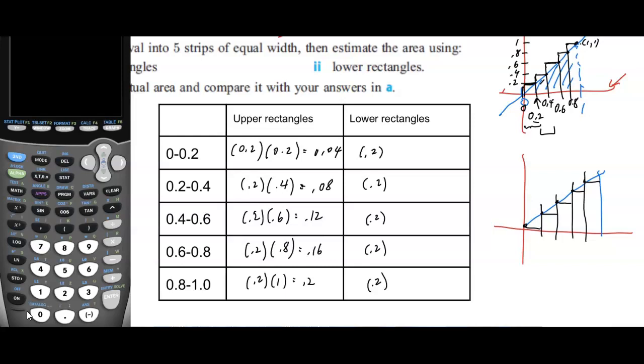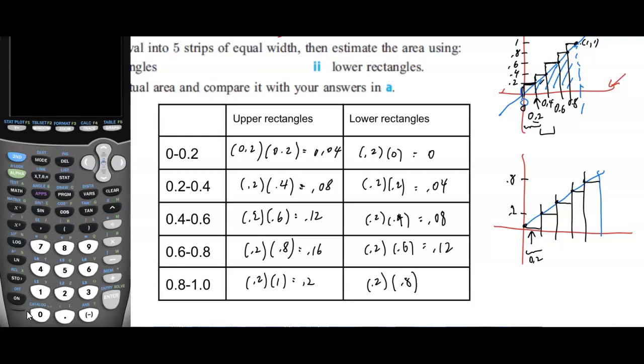So this rectangle here is going to be 0.2 wide because each one of these intervals is 0.2 wide, and it's going to be 0 high, because the shortest y coordinate in this interval is 0. The next one is going to be 0.2, and the last one is going to be 0.8. So it'll be 0.2, 0.4, 0.6, and 0.8. So the first area is going to be 0, the next one 0.04, the next 0.08, then 0.12, and the last one 0.16. Okay, so I could just add all those up.